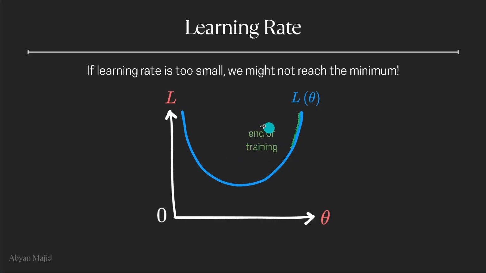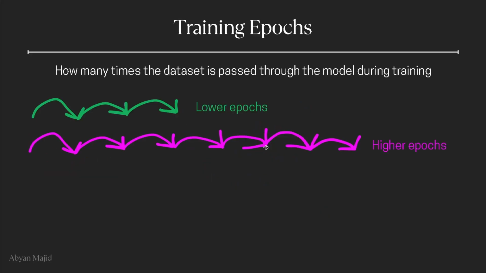But what exactly does this end of training mean? Well, to answer that, I'd like to address this other training parameter called the epochs.